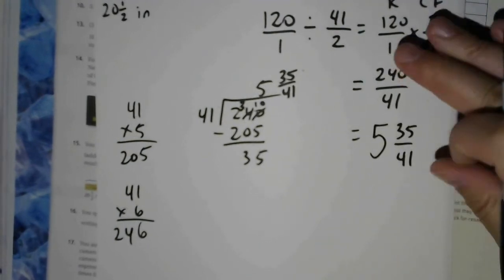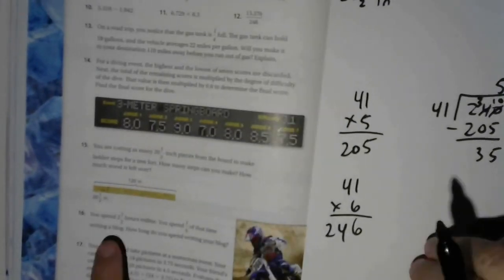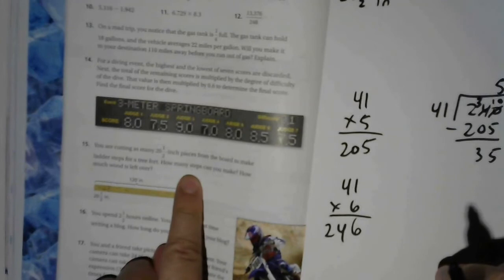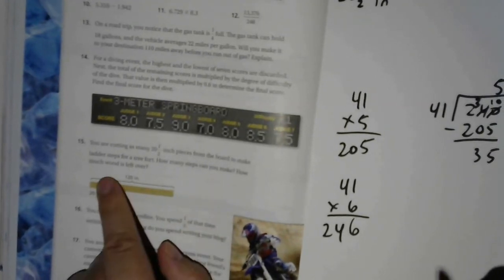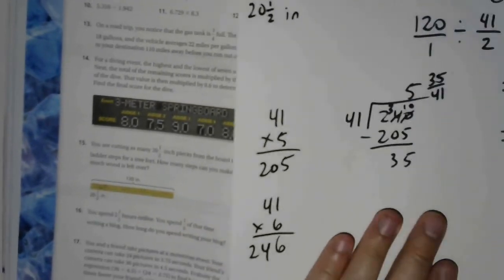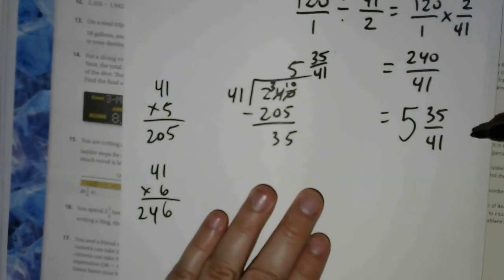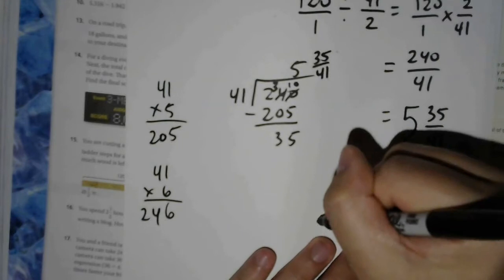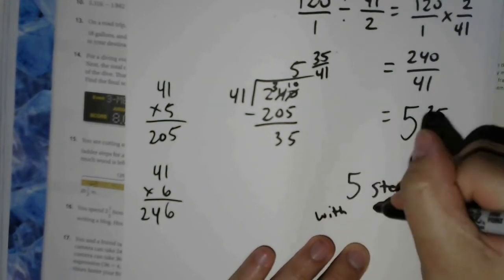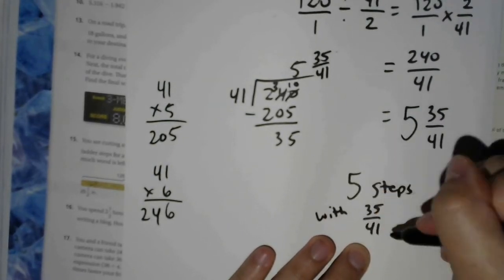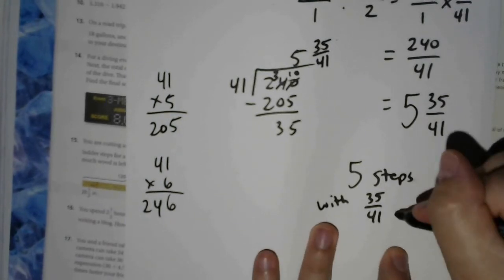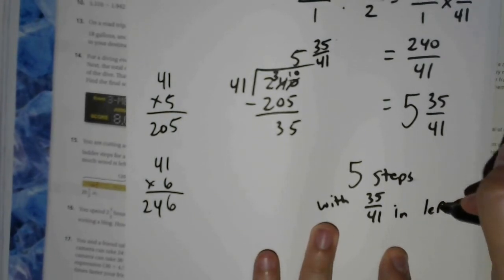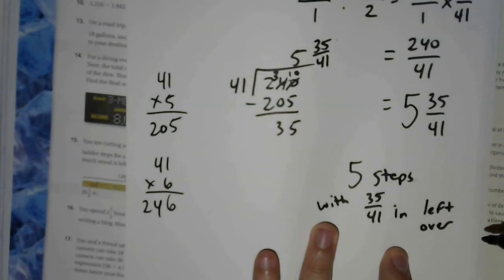Now let's go back to that question for a moment, right? It says, how many steps can you make and how much wood is left over? Well, look at my answer here. I can make 5 steps with 35/41 inches left over.